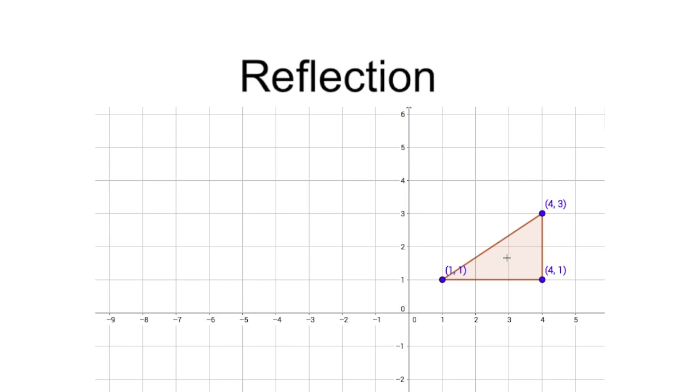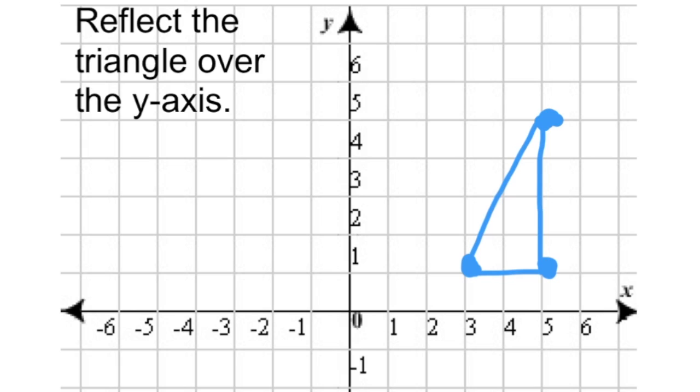A reflection is when you flip a shape over the line. Here I flipped the triangle over the x-axis. Now I'm going to flip the original triangle over the y-axis. Reflect the triangle over the y-axis. So imagine this was paper and you folded it along the y-axis. The triangle needs to fold over and lay across that line, and what would that look like?